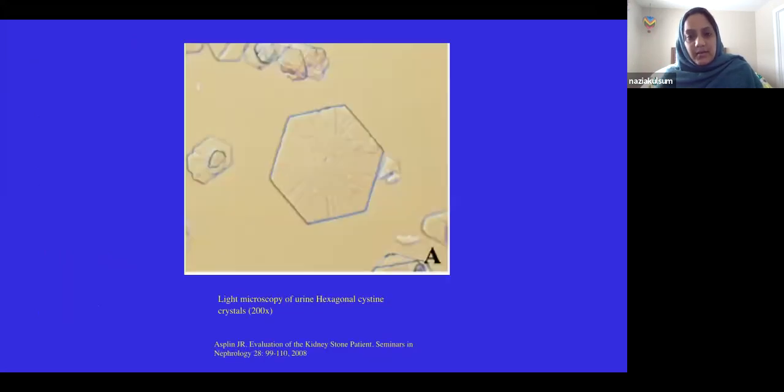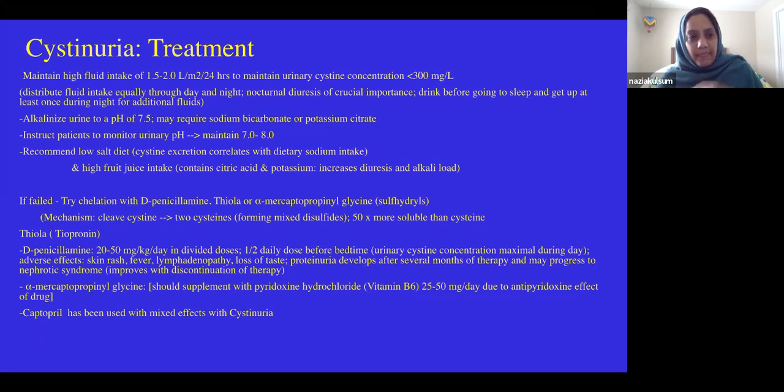Cystine appears like a hexagon, and the treatment for this is called tiopronin. Tiopronin is a medication that is available that can actually prevent the cystine from crystallizing. The thing is, this medication is not used in very young children. I think the minimum age is 6 years old. It is very expensive and has to be used multiple times in a day. Another thing that we use is D-penicillamine. Again, this is almost ancient medicine. I have never seen anyone prescribe this anymore, and there are more complications with D-penicillamine.